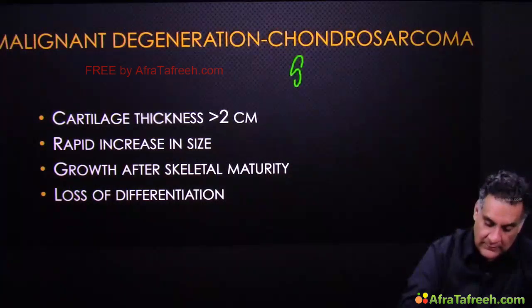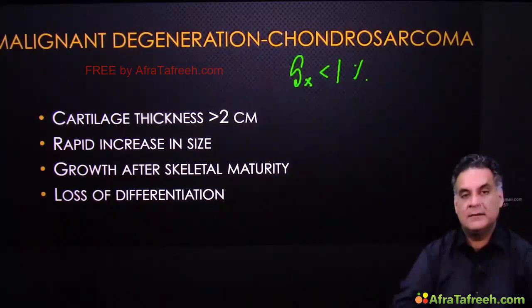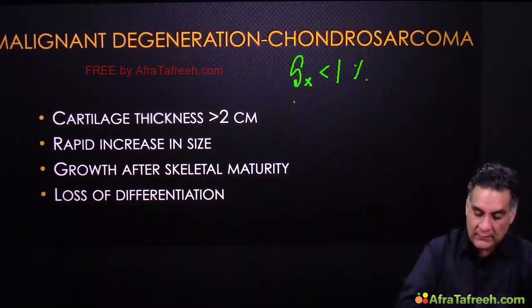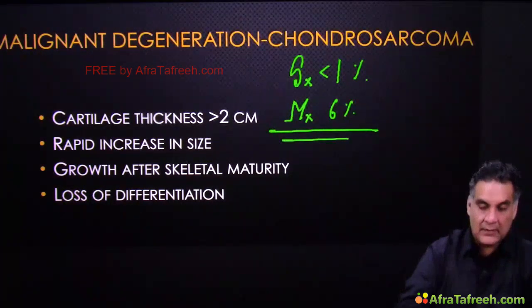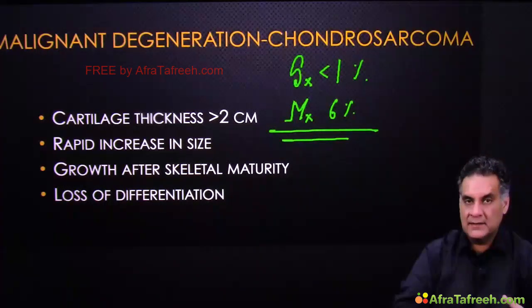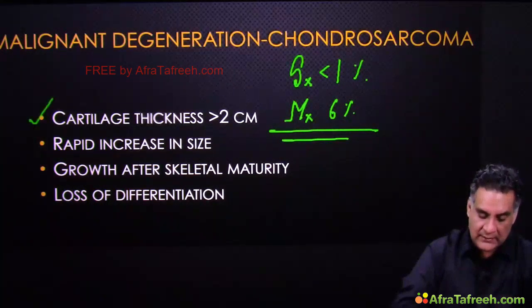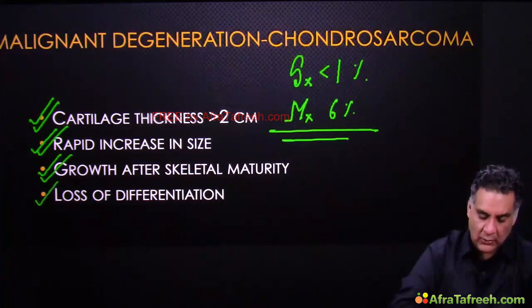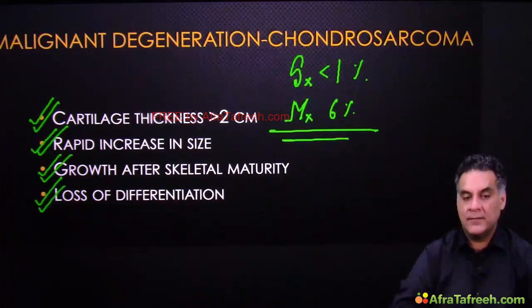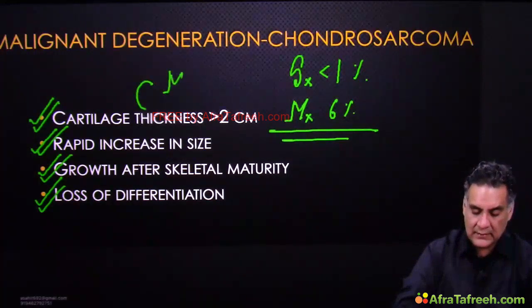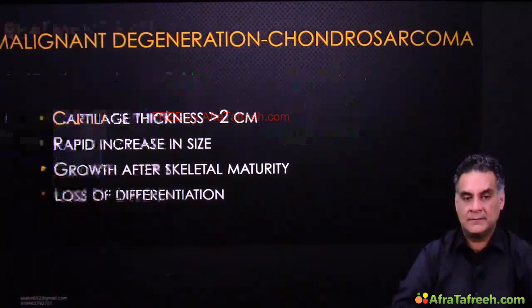Solitary osteochondroma, in less than 1% of cases, can turn malignant into chondrosarcoma, whereas multiple, 6%. The ratio between the two is 1:6. When do you suspect it is becoming malignant? When the cartilage thickness is more than 2 cm, when there is rapid growth, when it grows after maturity, when there is a loss of differentiation. How do you measure the cartilage thickness? Remember this: orthopedic imaging, most important, MRI.